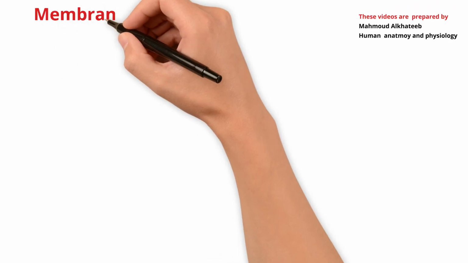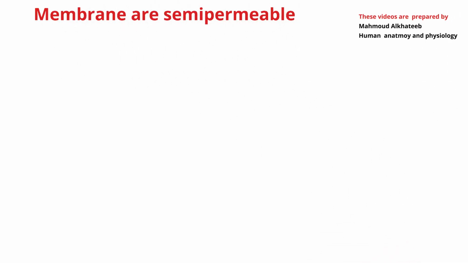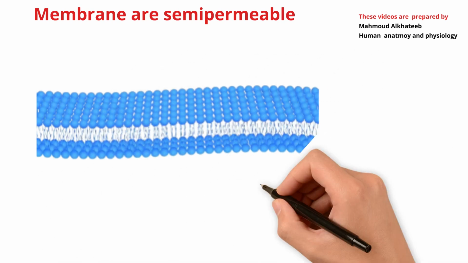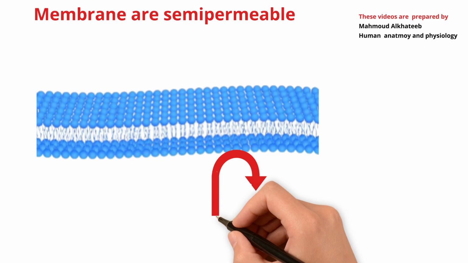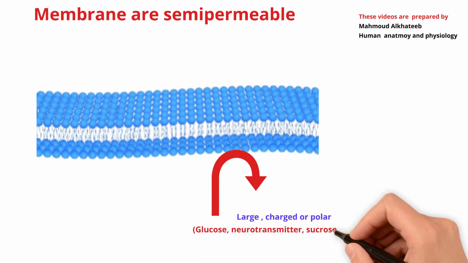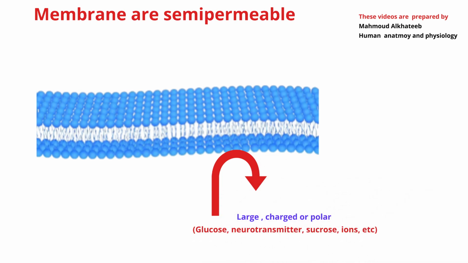At the end of this episode, let's understand why cell membranes are described as semipermeable. This is because it allows certain substances to pass through while blocking others. This selective permeability is essential for maintaining the cell's internal environment to preserve the cell. In this view, the phospholipid bilayer serves as a barrier that prevents the free passage of large, charged, or polar molecules such as amino acids, sugars, and ions.